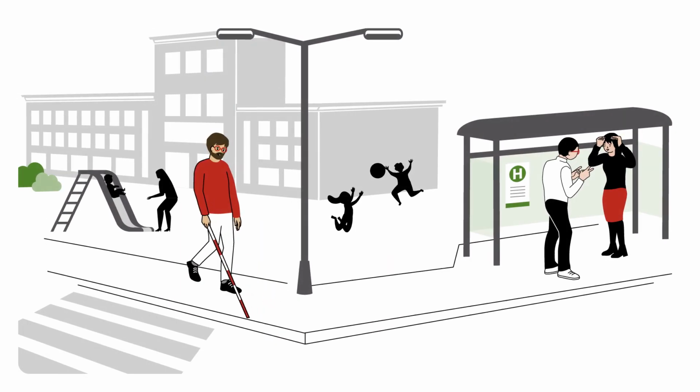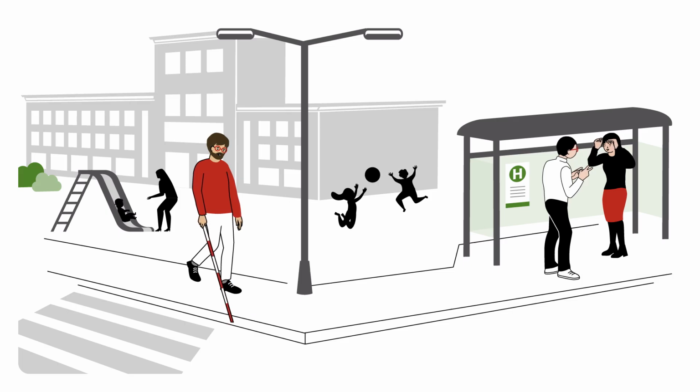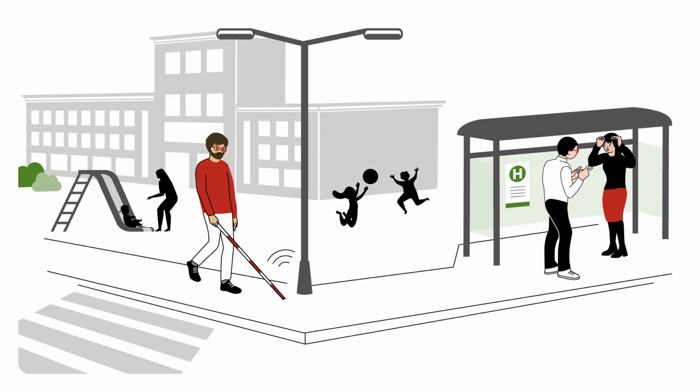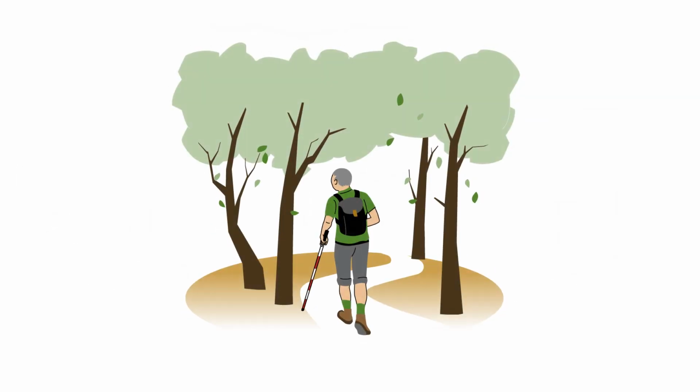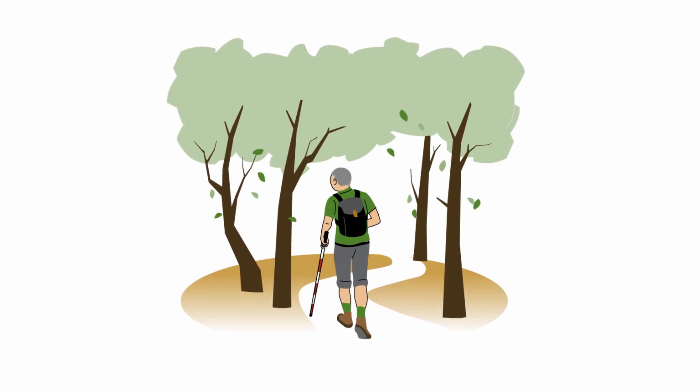Deafblindness does not always mean that a person completely lacks vision and hearing. Many have residual functions that, together with the right aids, can make a huge difference. It is common for vision and hearing to deteriorate over time. This is called progression. What it means to live with deafblindness varies greatly from person to person.